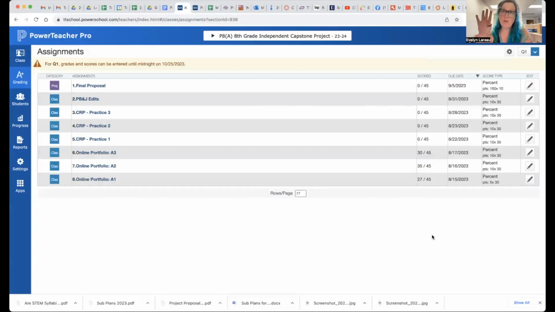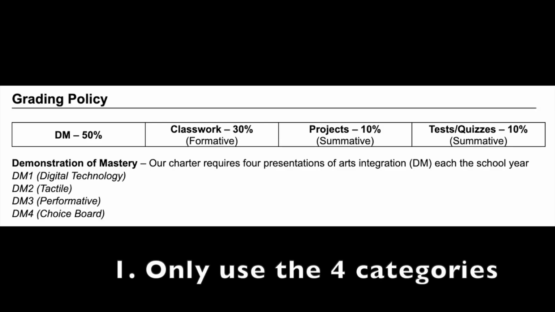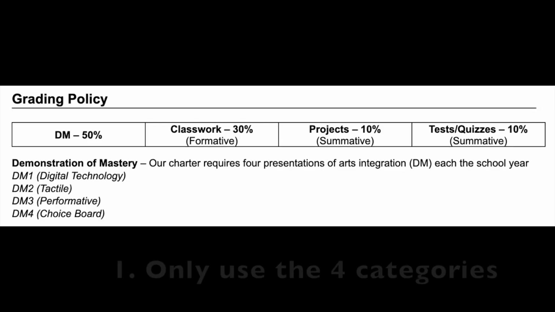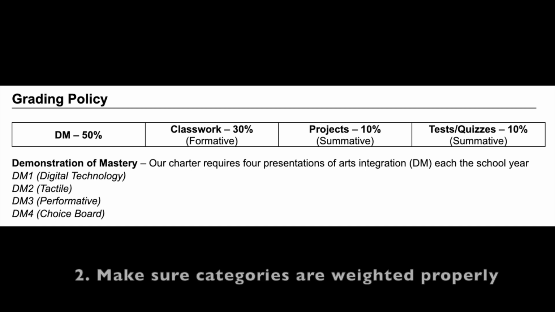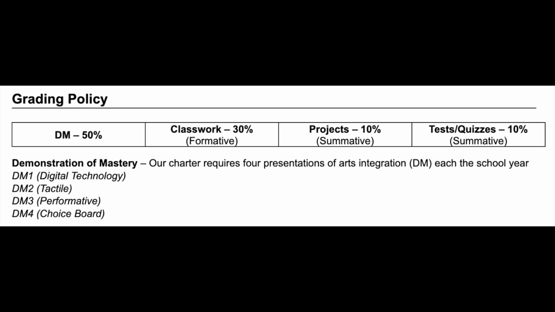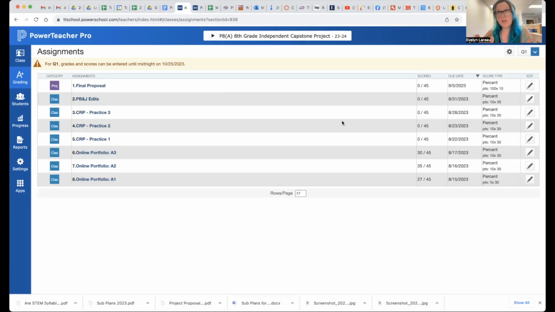Number one, we have 4 categories, and you can only use those 4 categories. Number two, make sure that they're weighted properly. And you should be able to see that when it shows up in the assignment list, you will be able to see how it is weighted properly. Other than that, everything is pretty much the same.